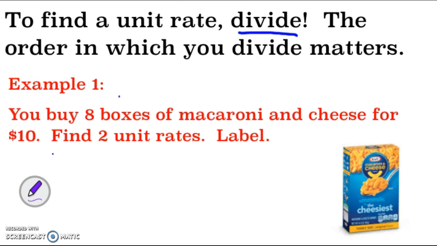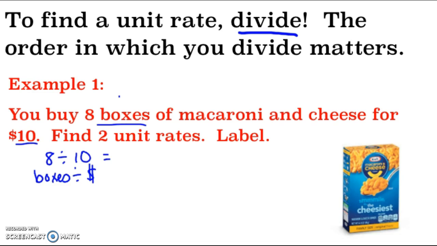So one thing you could do is 8 divided by 10, since we have 8 boxes and $10. But you need to remember, if you're doing that, you're doing boxes divided by dollars. So when we find this, 8 divided by 10 is 0.8. So this means 0.8 boxes per dollar. You divided boxes by dollars, so your rate is in boxes per dollar.